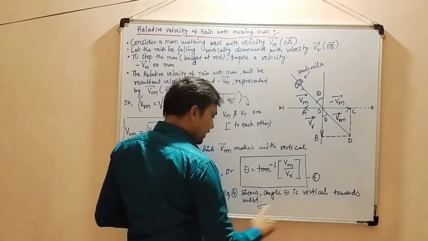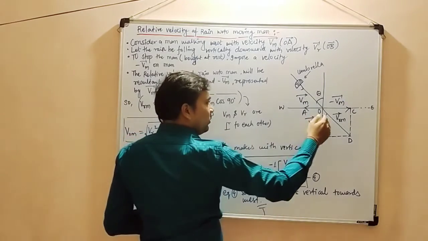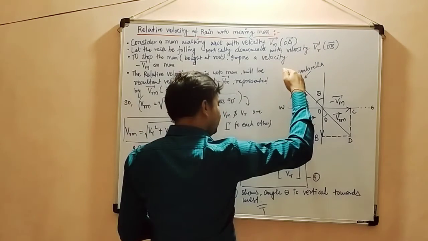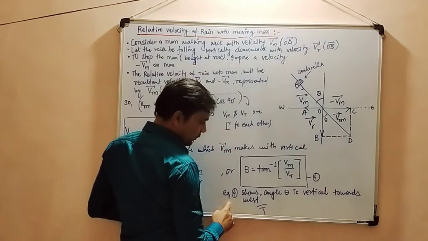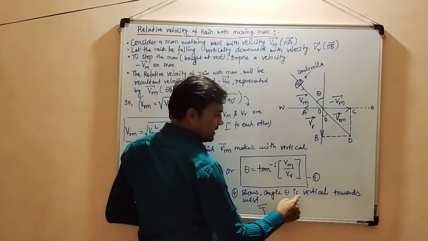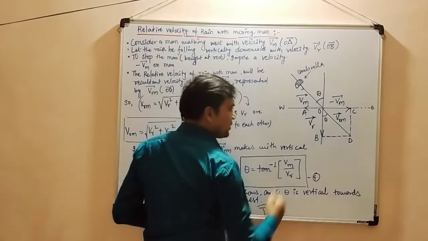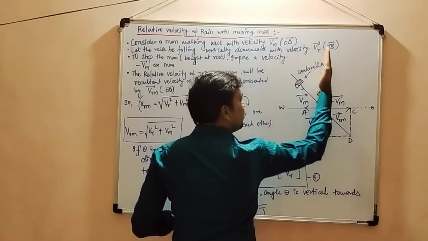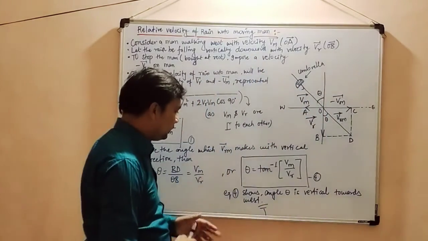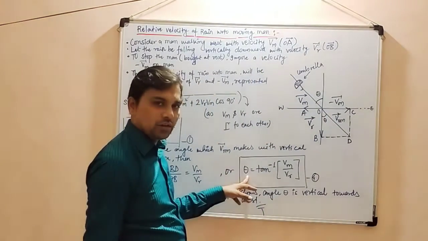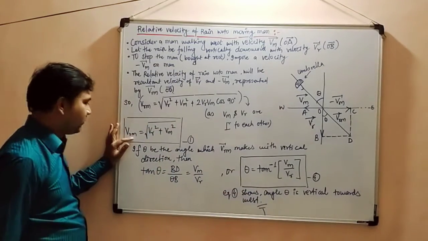This is the angle that comes out with respect to Vr vertically downward. This equation number 4 shows the angle theta is from the vertical toward west. The angle theta is vertical toward west. West की तरफ वो झुका हुआ रहेगा. So this is the direction of rain falling on the man. This is the velocity of rain with respect to man.